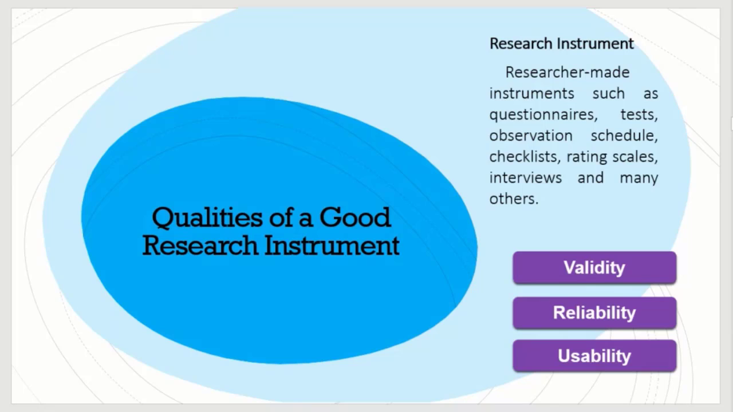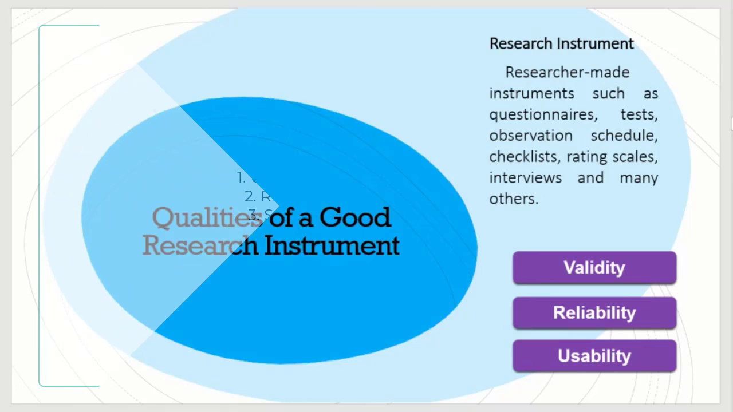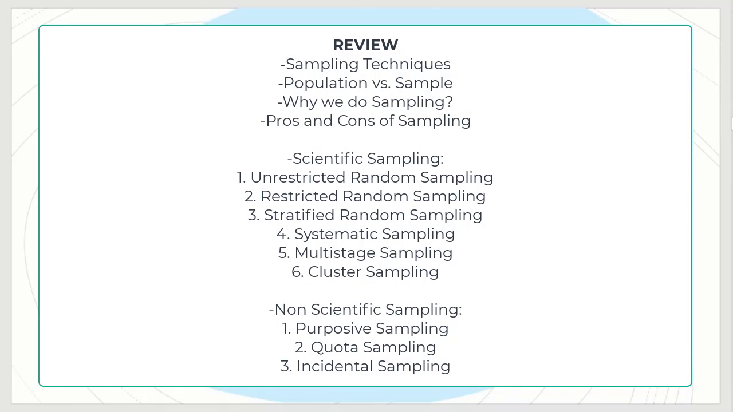This is a continuation of Practical Research 2 discussion about research design, sampling, and qualities of a good research instrument. Just going back a little bit, we have already discussed research design in the first semester. Last week, if I'm not mistaken, we started the quarter by discussing sampling, different sampling methods, why we do sampling, and the advantages and disadvantages of using sampling. We also discussed two types of sampling, which are scientific and non-scientific.